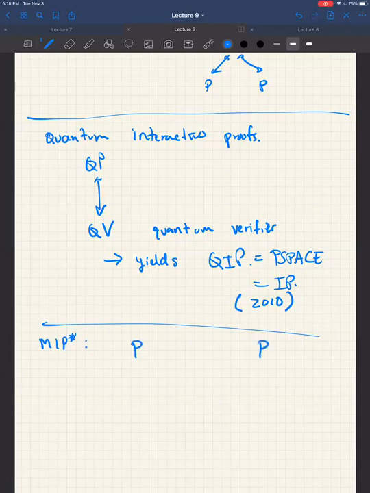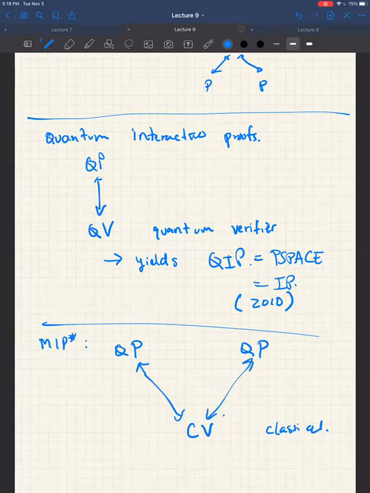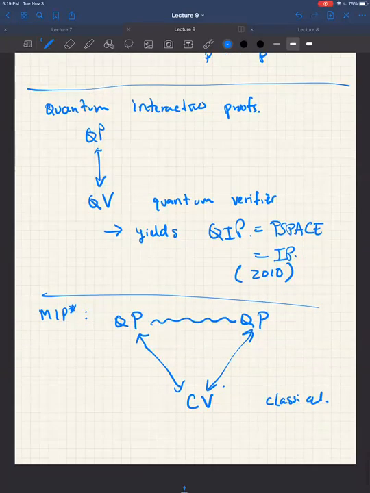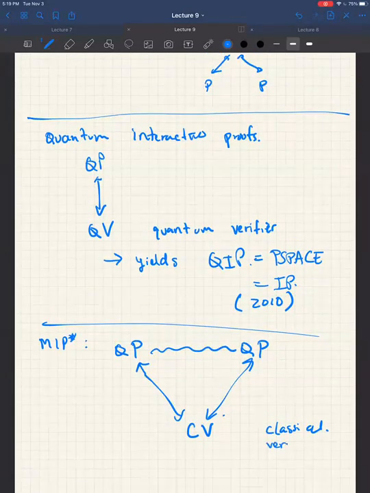Here we have two provers. They're quantum provers, but they're interacting with a classical verifier, so the verifier only sends classical messages. What's quantum about it? The provers are allowed to share entanglement. This should start looking very familiar; it should look like a non-local game. So they came up with this model of interactive proofs. What is the complexity of MIP star? The star refers to entanglement between the provers.